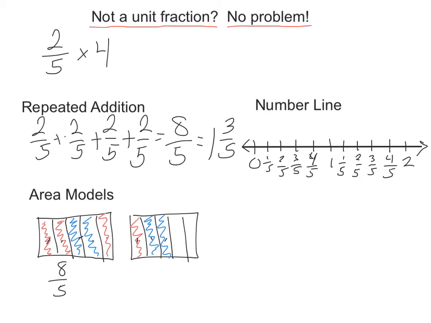8/5. And once again, now we can easily see with our area model how our mixed fraction works. So we have 1 whole plus 3/5. So let me go ahead and write that. 1, then 3/5.